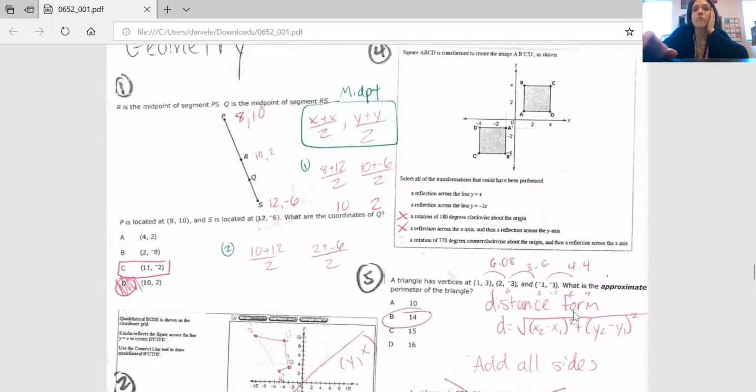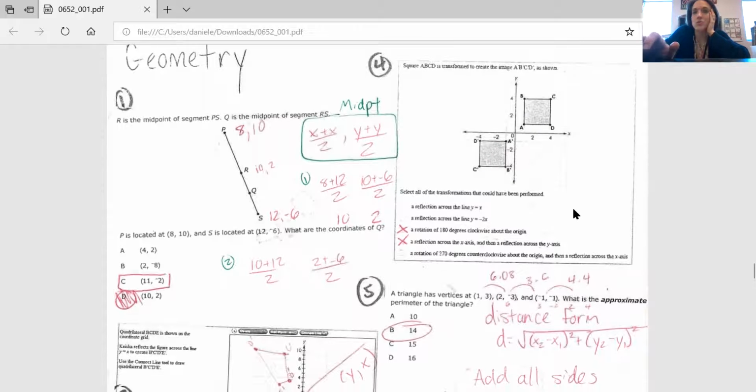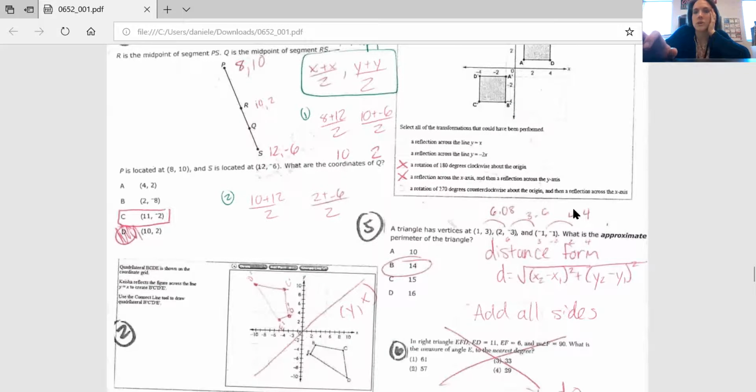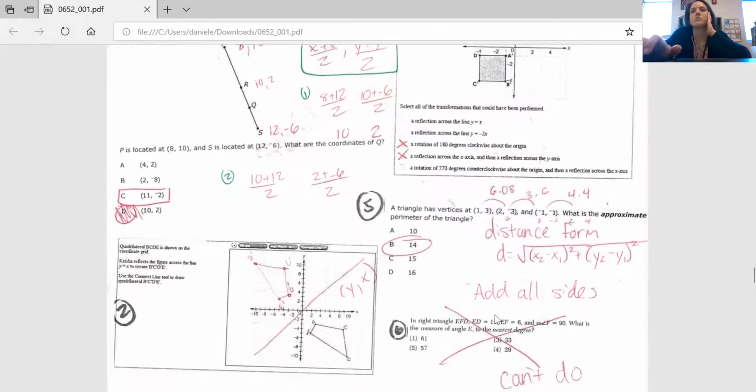Up here on number 4, which would transform this into the image, and you can see the 2 I marked there would get it back to the spot they wanted it to be at. Don't forget 270 counterclockwise would move it 3 quadrants, and obviously it only moved 2.